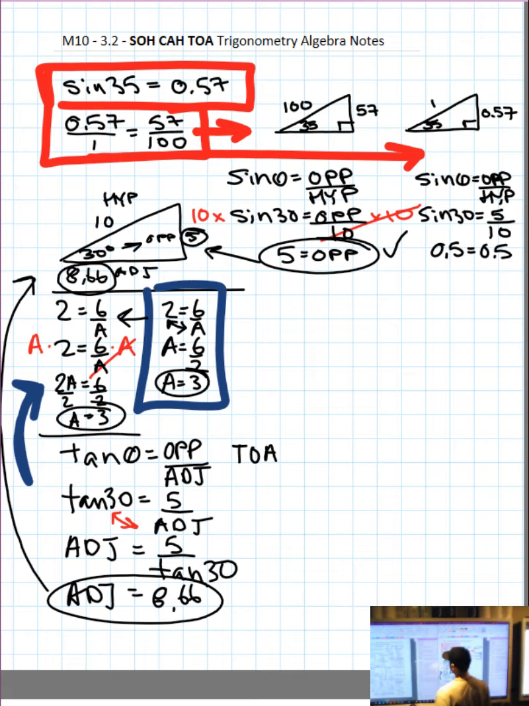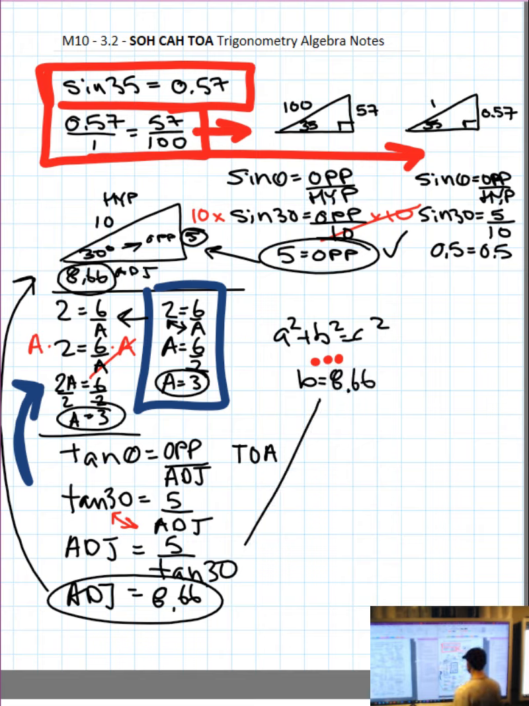Now keep in mind, off to the right, we could have just used a squared plus b squared equals c squared. Look at the notes to find that. The part B is equal to 8.66, the same as we just got.